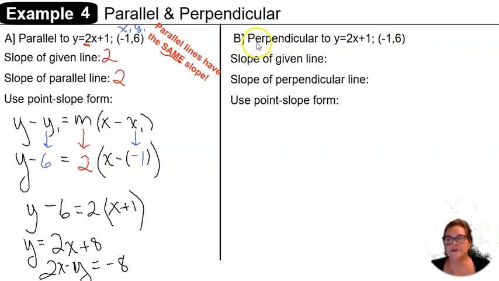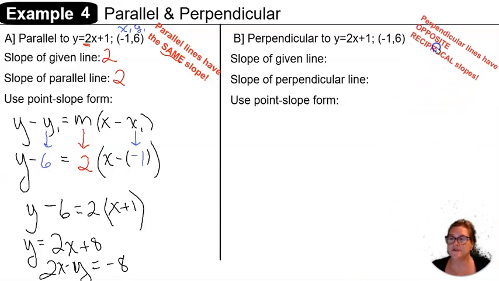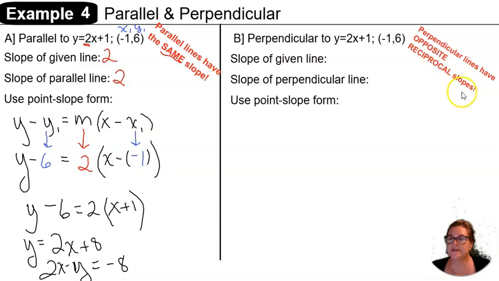In B, we're asked to write the equation of the line that is perpendicular to y equals 2x plus 1 and passes through the point negative 1, 6. Parallel lines, we found, have the same slope. Perpendicular lines, if you recall from your geometry class, have opposite reciprocal slopes. So if the slope of our given line is 2, right, that's the m, the coefficient on the x in slope-intercept form, the opposite reciprocal of 2 is negative 1/2.